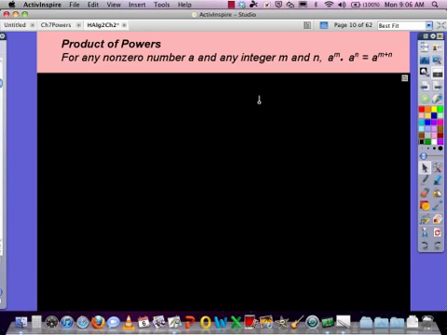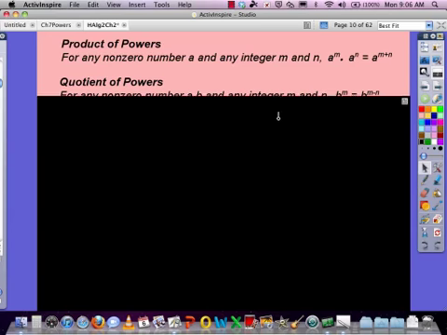So for any non-zero number, a, and any integers m and n, if you take two numbers that have the same base and you multiply them, you better be thinking of it as adding the exponents. So like bases, when you multiply, you add the exponents.